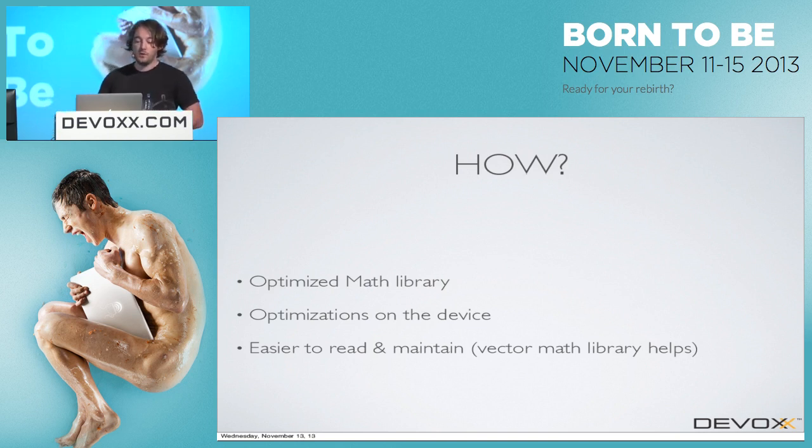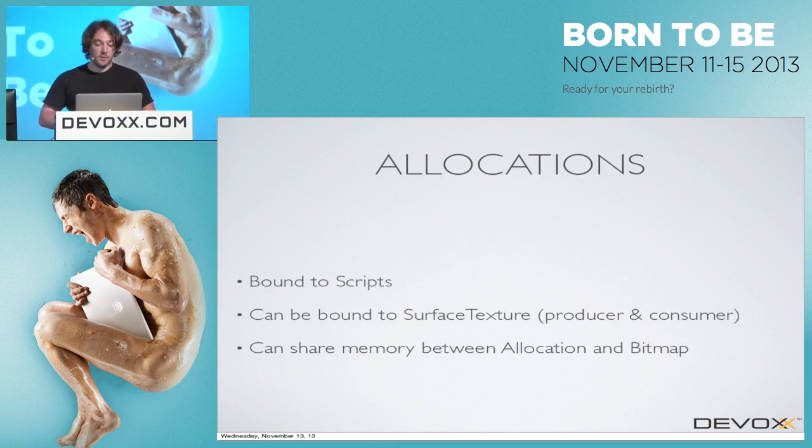They achieve those results by having an optimized math library. They also do optimization on the device. And you can actually also specify the precision that you want and stuff like that, which can have a lot of impact on the performances.